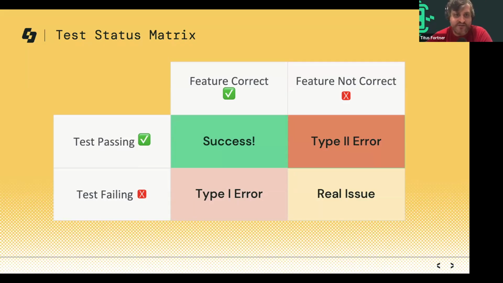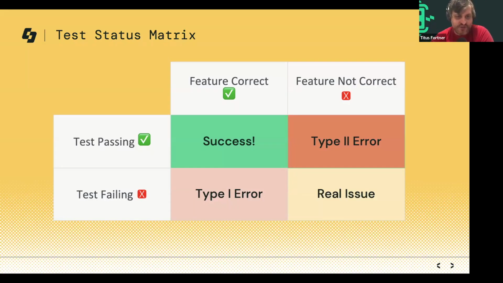So obviously, if it's passing and the feature's correct, things are great. The biggest issue, and the reason it's in red here, is the type 2 error. This is the one where your tests are passing, but the feature is not correct. And this is the dangerous one. I'll talk about this in a second. We'll dig into all of this in a second.